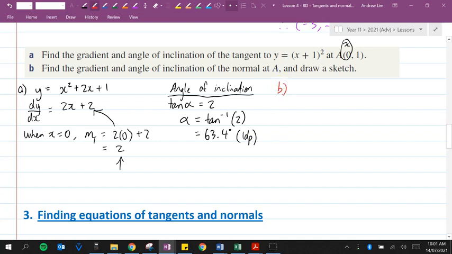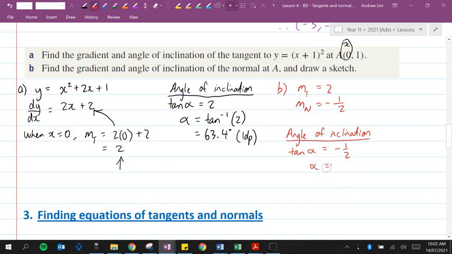Alright, part B. We want to find the gradient and angle of inclination of the normal at A. Now the normal is pretty much the line that's perpendicular to the tangent. So if the gradient of the tangent is 2, from what we worked out in part A, then the gradient of the normal has to be the negative reciprocal of that. So we're going to flip it and then change the sign. So we found a gradient. All we need to do now is find the angle of inclination. We've got tan of alpha is equal to negative half.